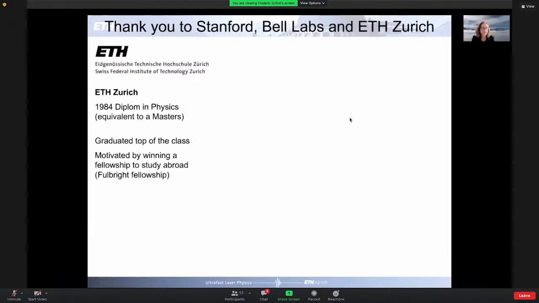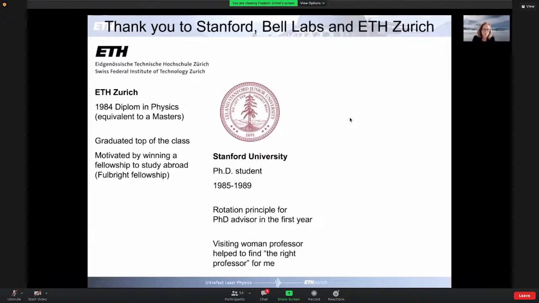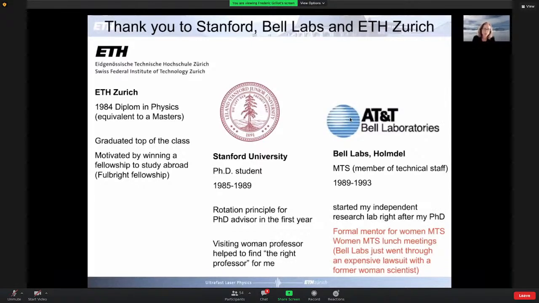I studied at ETH Zurich and received a diploma, which is equivalent to a master's. I graduated top of the class, and I achieved this outstanding result because I was motivated to win a fellowship to go abroad. At Stanford, I met the first woman professor in my whole career, and she helped me find the right professor for me. I could start my independent research lab right after my PhD. I became a member of technical staff, and I also benefited from some additional help for women scientists, which was based on a lawsuit from a former MTS.